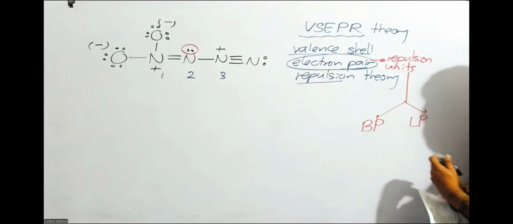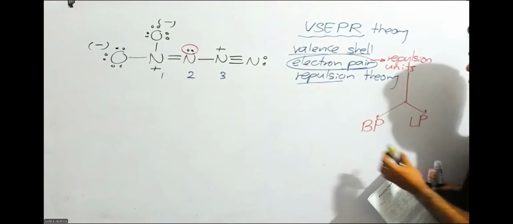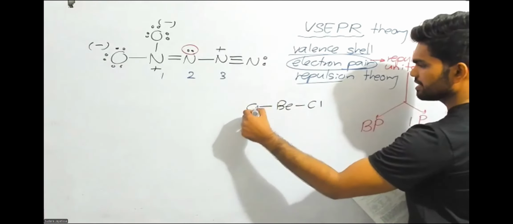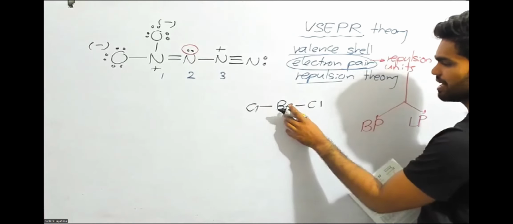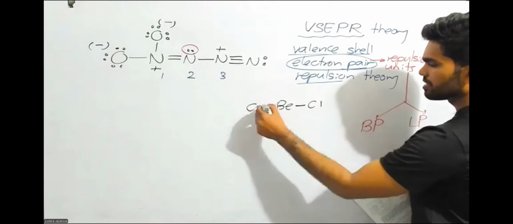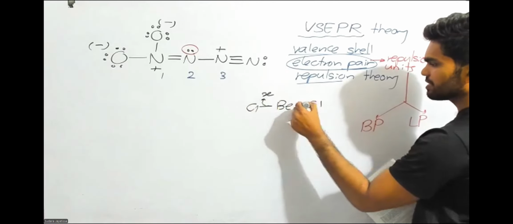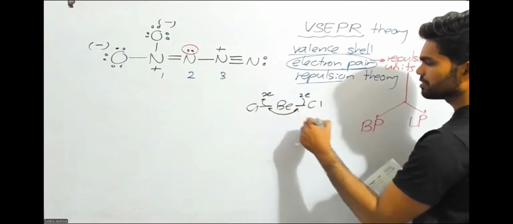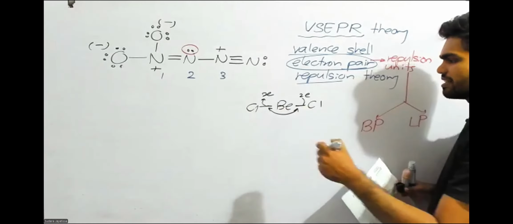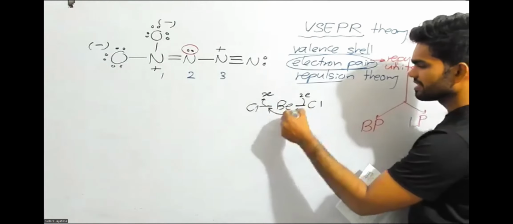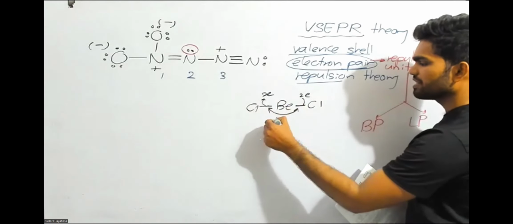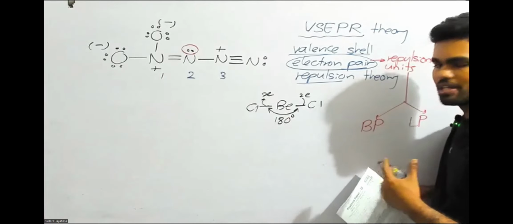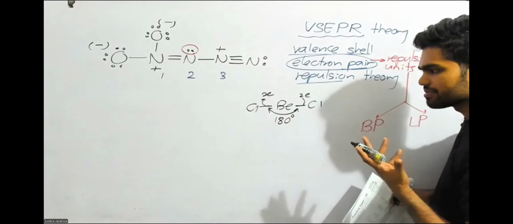I'll explain that with a simple example. Let's take BeCl2. Around the beryllium atom, you have 2 bonds, and each bond is 2 electrons. They repel from each other, so to minimize that repulsion, they should arrange in this way with a 180-degree angle. Then the repulsion will be minimal. That's the logic.